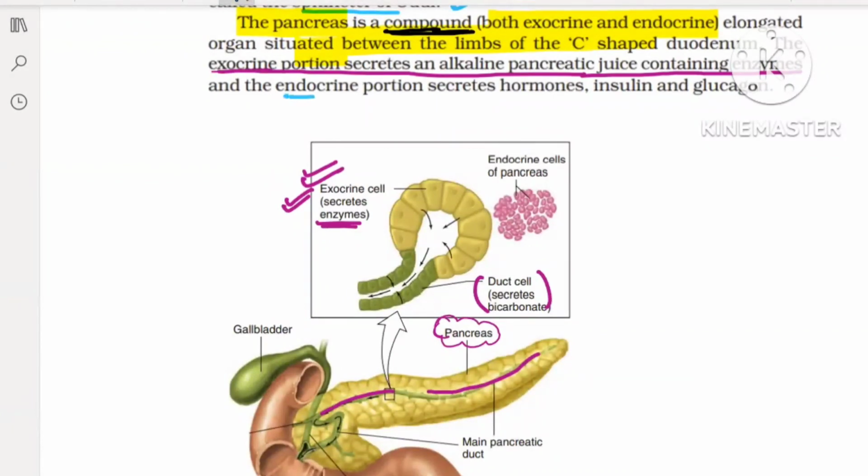But the endocrine portion is the one which will secrete hormones, and it secretes two hormones. One is insulin, another is glucagon. So this is the endocrine part of the pancreas, which is secreting the hormones, and the exocrine part is secreting the enzymes. So I think in this video, whatever lines of NCERT, each and every line I have tried to cover and make you comfortable.